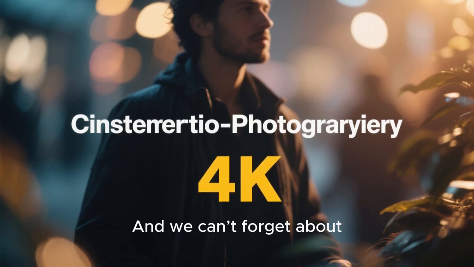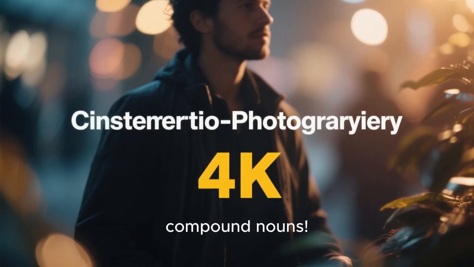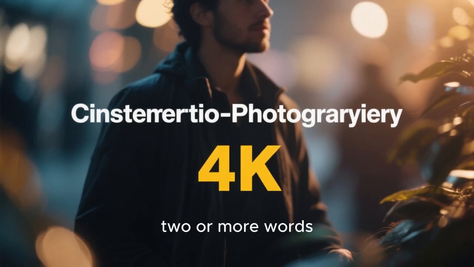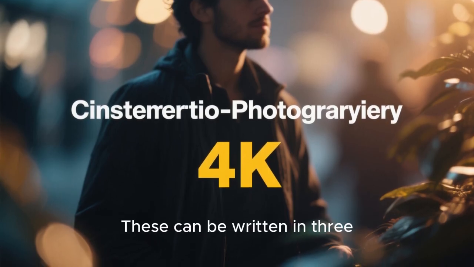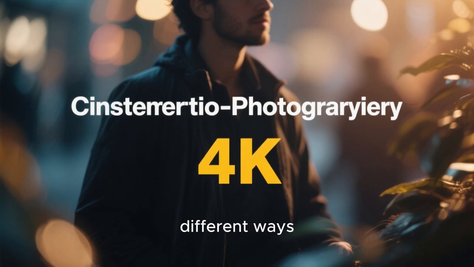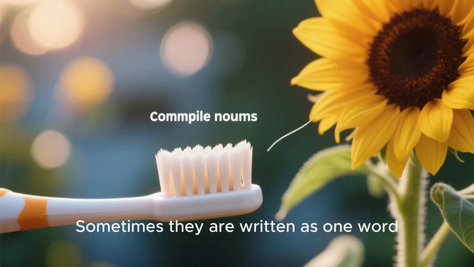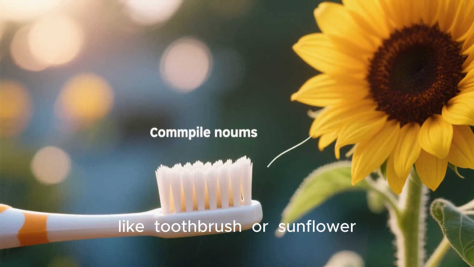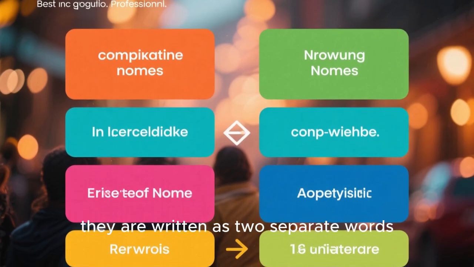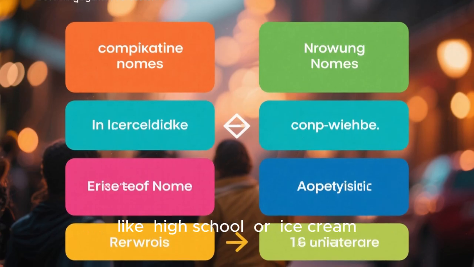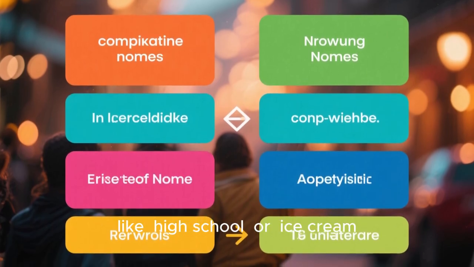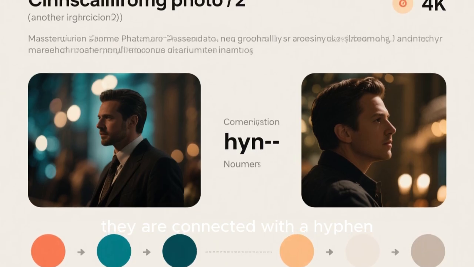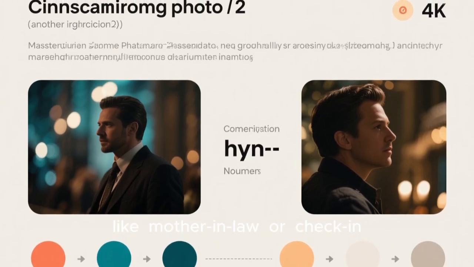And we can't forget about compound nouns. A compound noun is a noun made up of 2 or more words. These can be written in 3 different ways. Sometimes they are written as one word, like toothbrush or sunflower. Other times they are written as 2 separate words, like high school or ice cream. And occasionally they are connected with a hyphen, like mother-in-law or check-in.